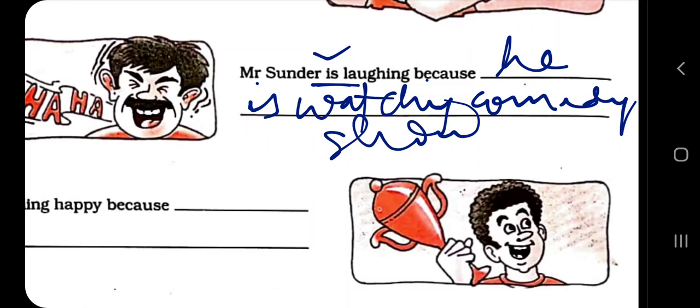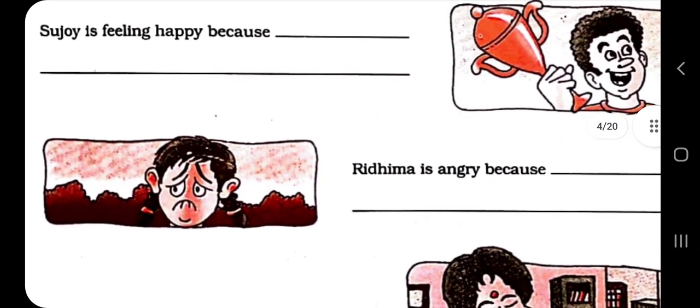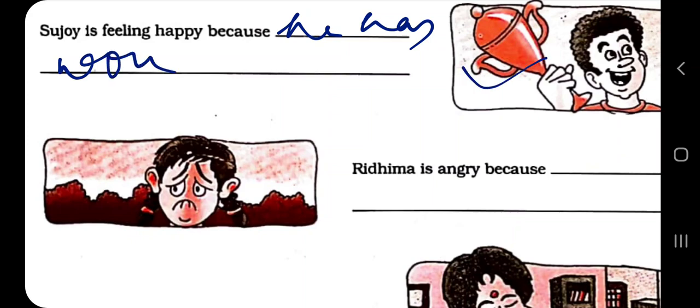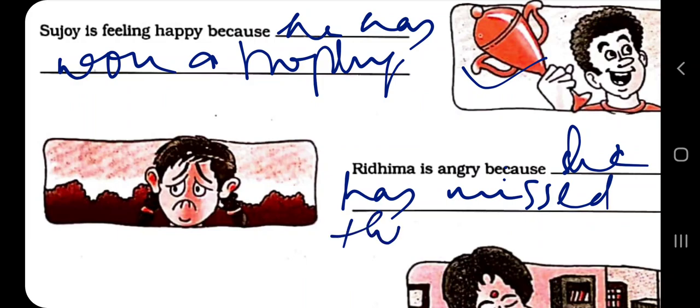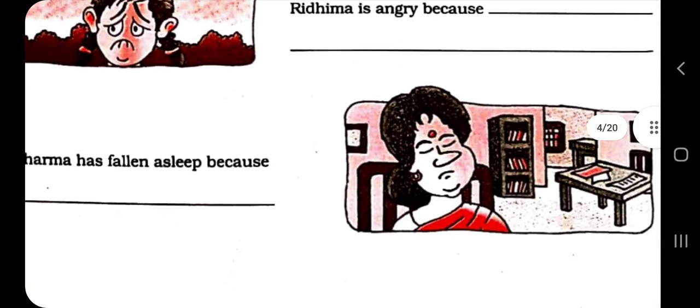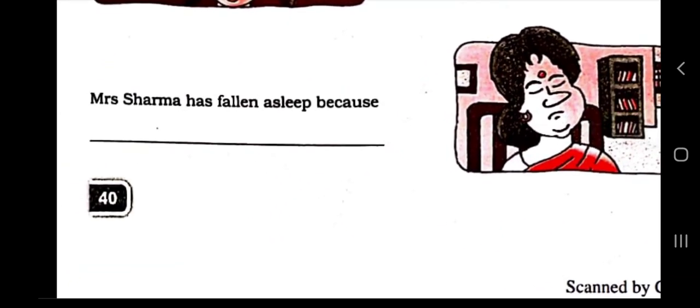Similarly, Sujoy is feeling happy because he has won, see the trophy. He has won a trophy. Now, Riddhima may be angry because of some reason. She has lost something because she has missed the bus. Or anything you may write of your own choice. Now what we have written, she has missed the bus, he has won the trophy, he is watching a comedy show, all these parts are groups of words that have both subject and predicate, subject and verb.